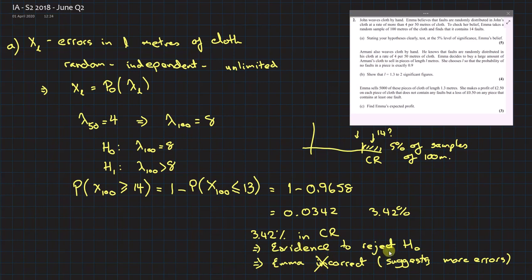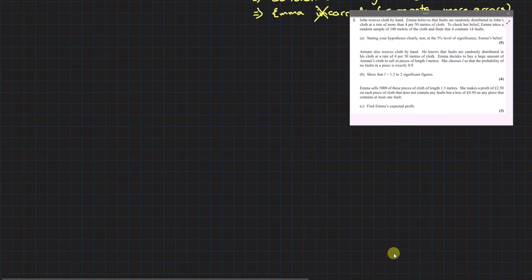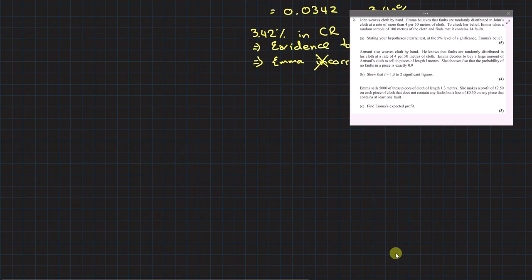So just being able to say evidence to reject H0, because we've been asked to look at Emma's belief, we've got to actually talk about Emma. So Emma is correct. It suggests there are more errors. And the next part is the one I'm expecting more problems with. So, section B.